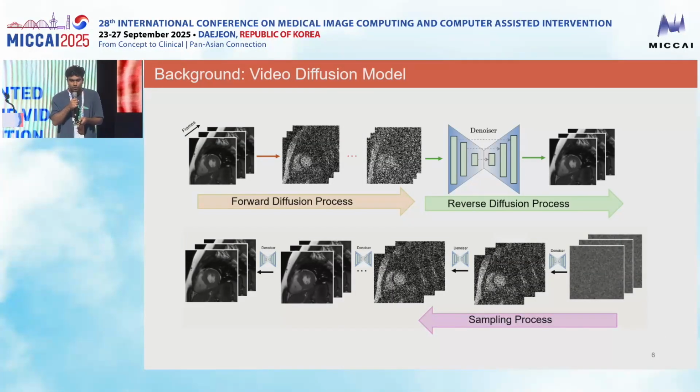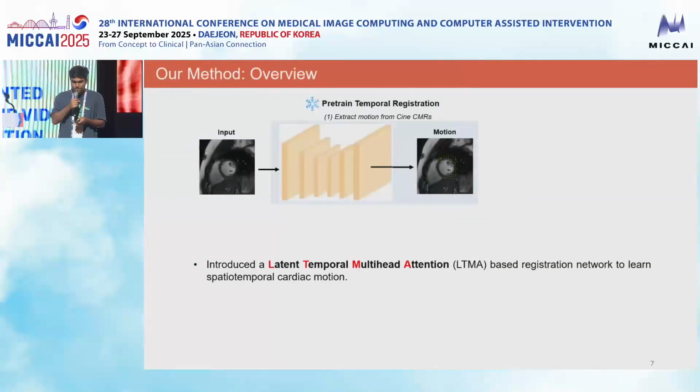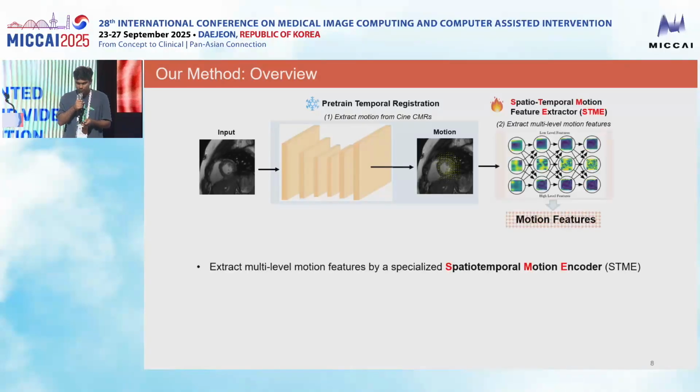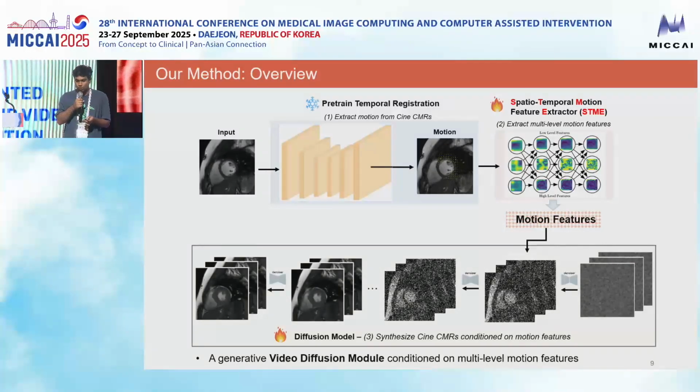This is a little background of video diffusion models. This is the overview of our method. In the first section, we have a pre-trained temporal registration network that extracts motion information from cine-CMR images. Then we use this motion information to extract motion features and use these motion features to guide the diffusion model to synthesize cine-like CMRs.